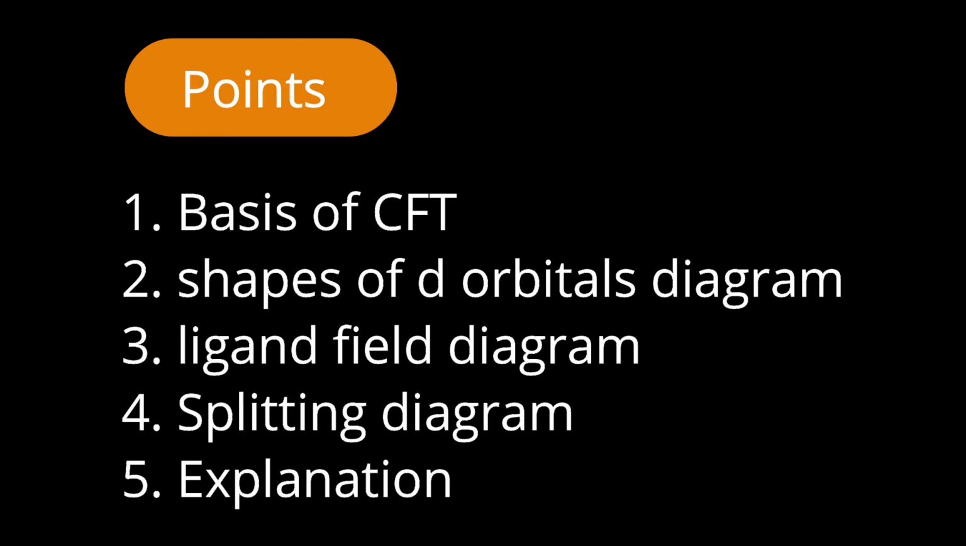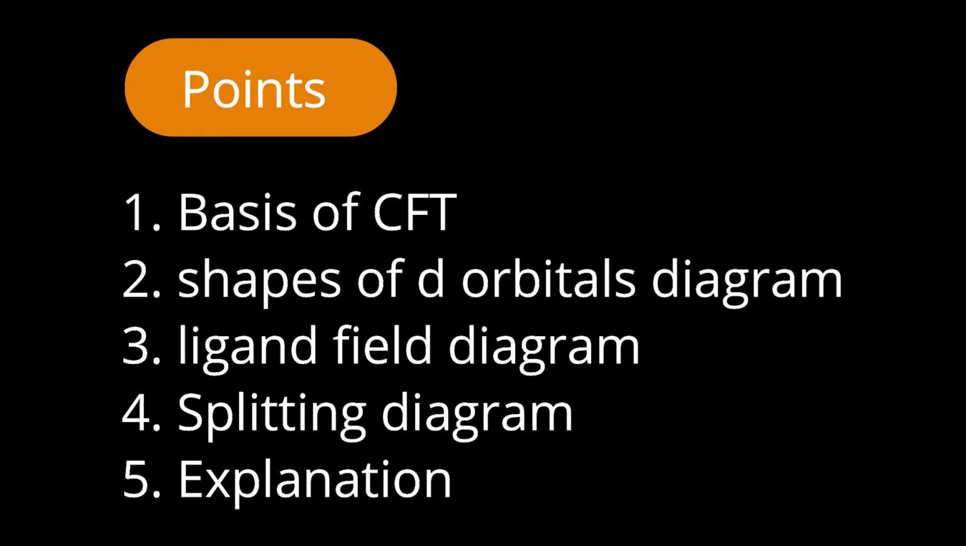You can prepare a description with the help of these 5 points. The first point is the basis of CFT, which involves the metal ion as positively charged and the ligands considered as negative point charges, and they impart a negative field on the d orbitals, the electrons present in the d orbitals of the metal ion, and a spherically symmetric hypothetical field and how the energy changes occur. That's the general idea as a basis of CFT you need to explain.